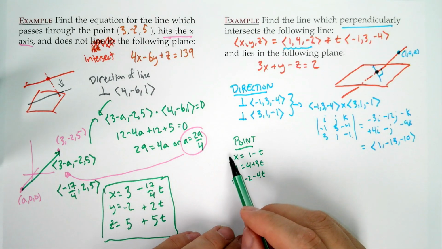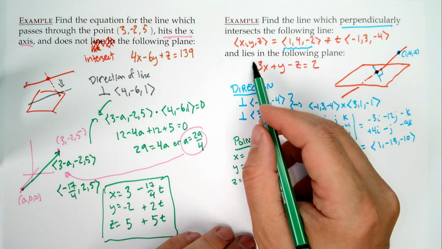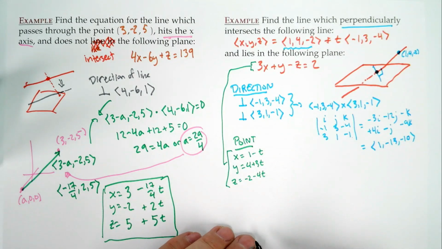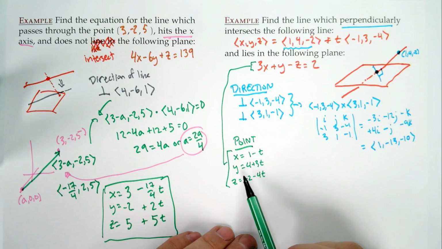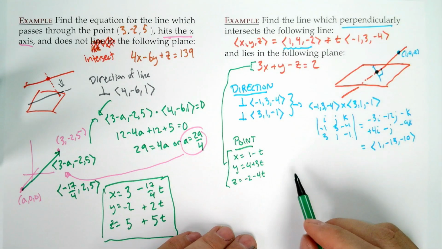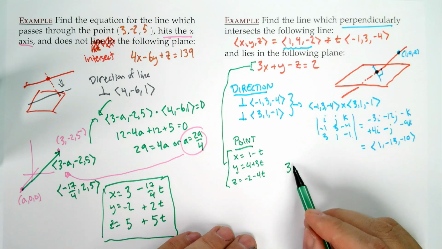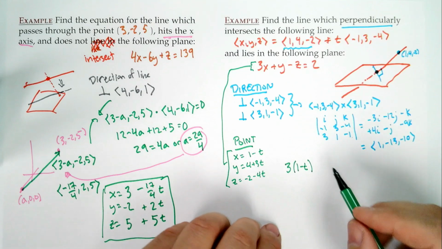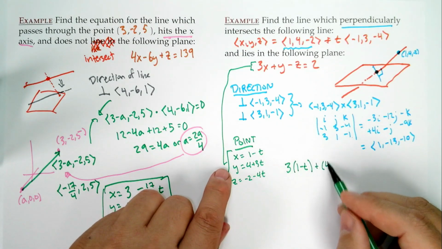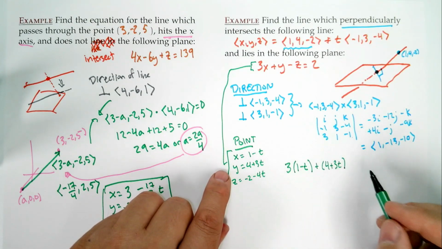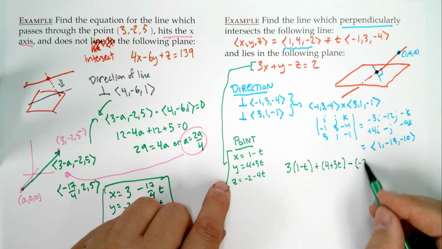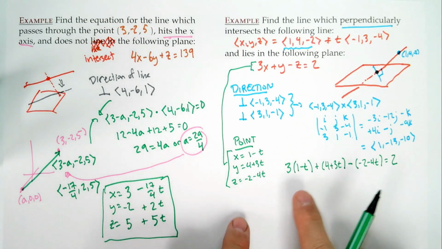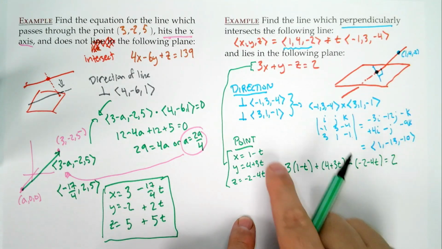And the thing is, I have to be on the line and in the plane. So what we want to do is we want to combine the plane with the point. The way we do it is we just plug x, y, z into the equation. So if I'm on the plane, it has to be the case that 3 times 1 minus t plus 4 plus 3t minus negative 2 minus 4t has to equal 2. So we're replacing x, y, z by x, y, z.